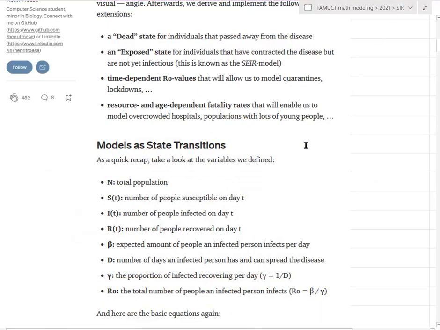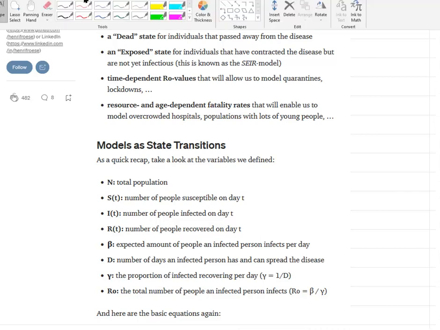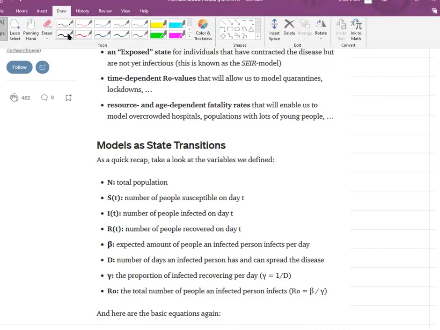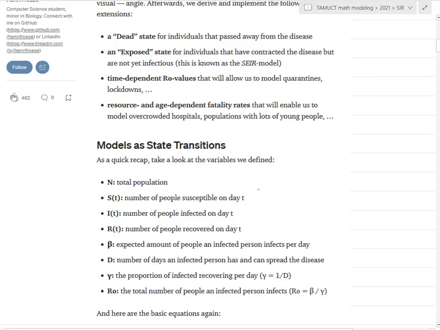In fact, this is not quite accurate here, what he's saying here. This is the expected number of people an infected person infects per day, and this is given that everyone is susceptible. So this is actually given that all are susceptible. And you'll see that works out shortly.